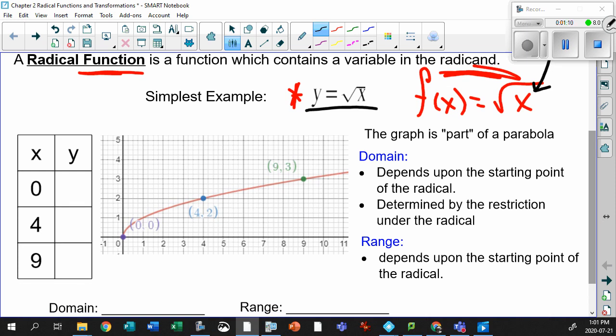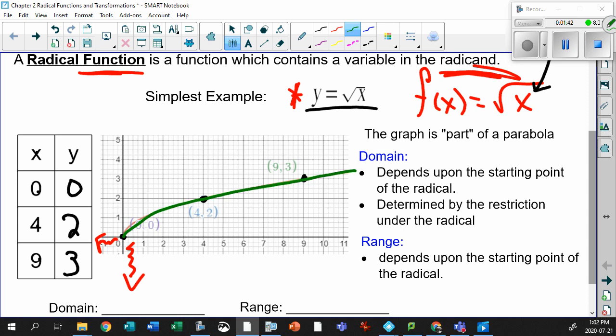Look at this. I got a whole bunch of x values here: 0, 4, and 9. Square root of 0, of course, is 0. Square root of 4 is 2. Square root of 9 is, of course, 3. And I started it right here, you can see. Then I went to 4, 2, then 9, 3, and so on and so forth. But if you notice something very interesting, there's no graph out here, and there's no graph down here. Everything seems to be right now in the first quadrant. It all seems to be right here.